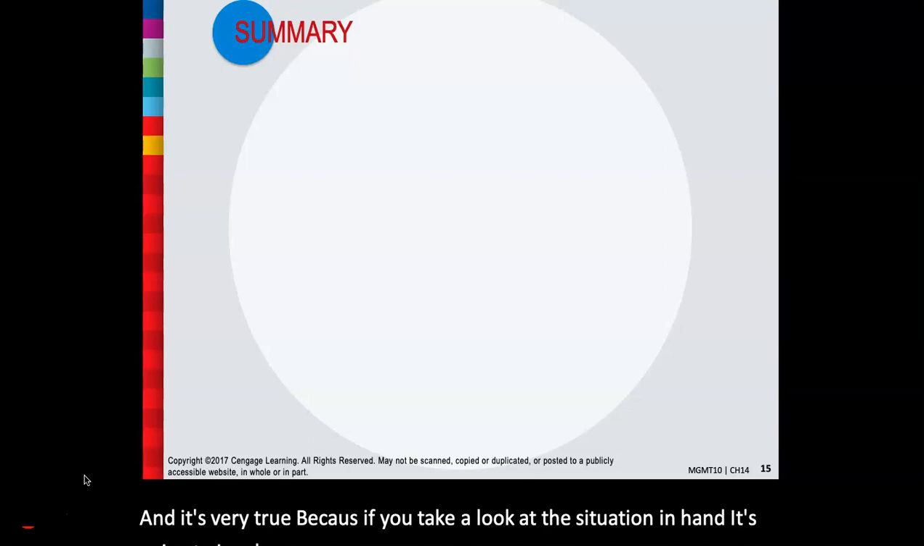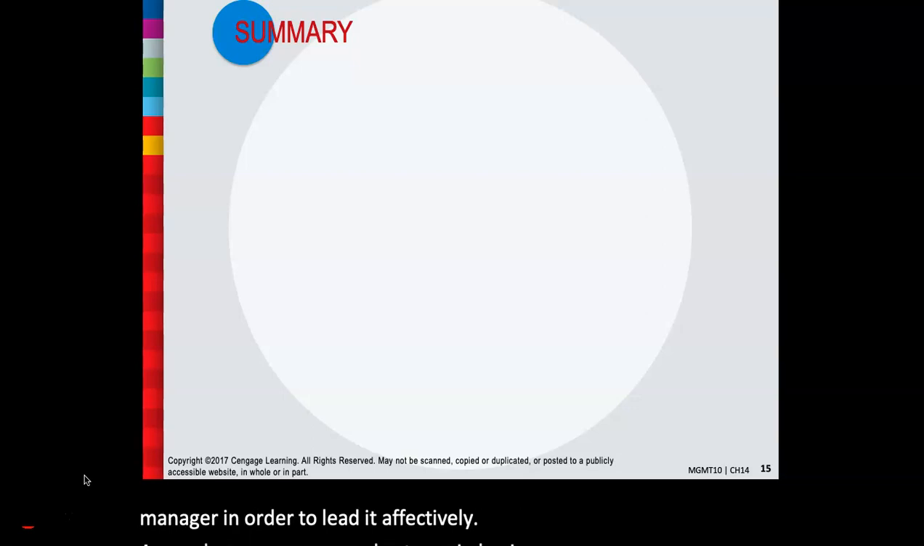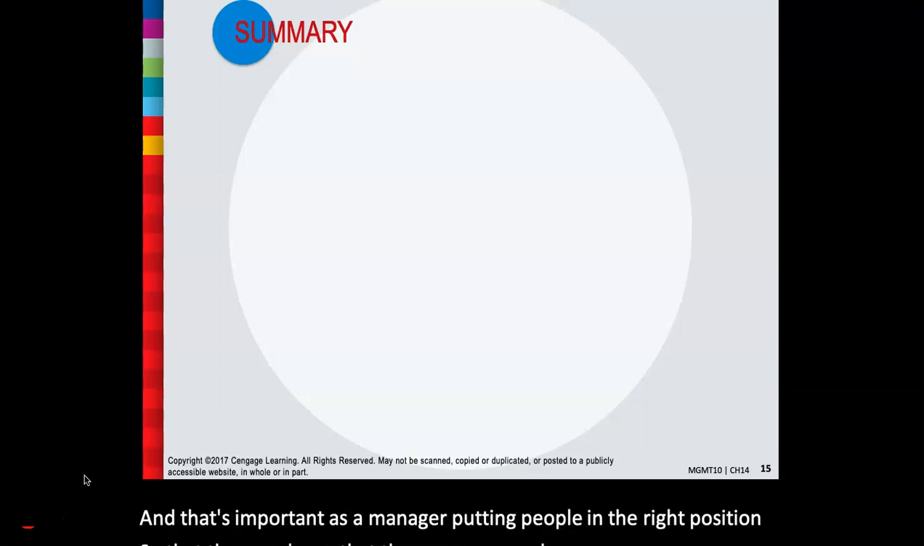The contingency theory, saying that we put managers in a position that matches their leadership style, would be critical for success. And it's very true, because if you take a look at the situation at hand, it's going to involve and require some certain characteristics from a manager in order to lead it effectively. And so as you become a seasoned veteran in business or whatever industry you're in, one of the key factors for your own development is being able to look at someone and tell where they are going to be the most successful. And that's important as a manager, putting people in the right position so that they can grow, and so that they can be successful, and in turn you can be successful.